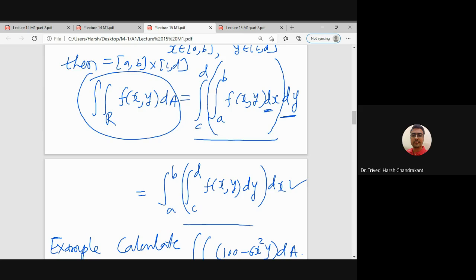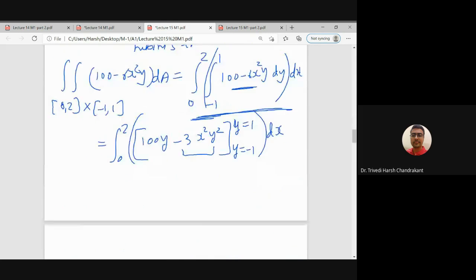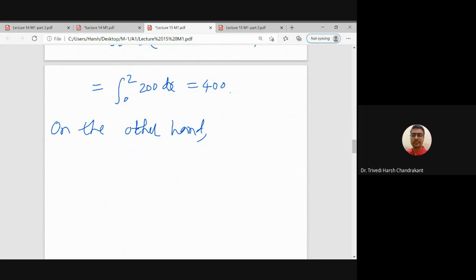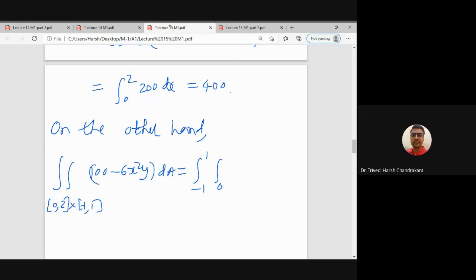So this one we used earlier. Now we will compute the integral using the second formula. In that case, we can easily verify this part also. On the other hand, the double integral over 0 to 2 cross -1 to 1 of the function is nothing but the integral from -1 to 1, 0 to 2 of (100 - 6x²y) dx dy.